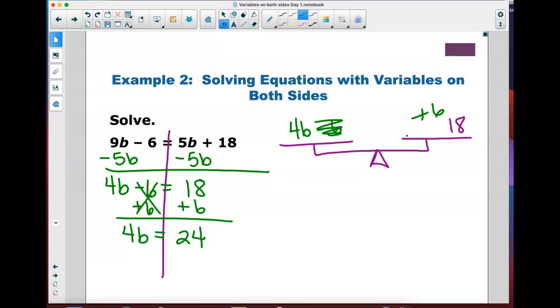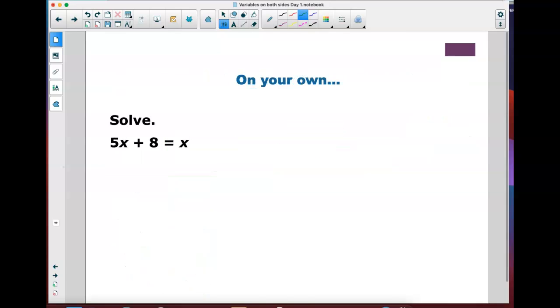What's my final answer? 6, because we're going to divide by 4. So b equals 6. Okay. Is that making sense so far? Okay, flip the page. Let's try another one.